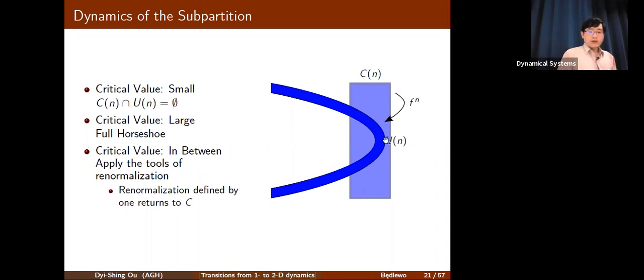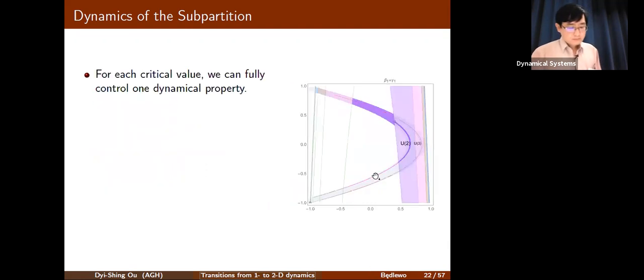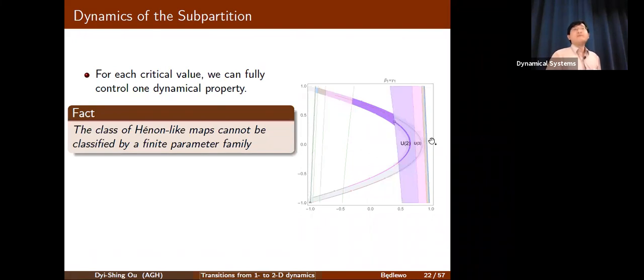We call this renormalization defined by one return to C. By using the picture here, renormalization defined by one return to C, we see that for each critical value, we can control one dynamical property fully. That means that now we have infinitely many critical values. And if we can perturb these pieces independently, then this gives another explanation of why the class of Hénon-like families cannot be classified by a finite parameter family. Because if you can perturb these pieces independently, then you can create infinitely many dynamical properties that you want.